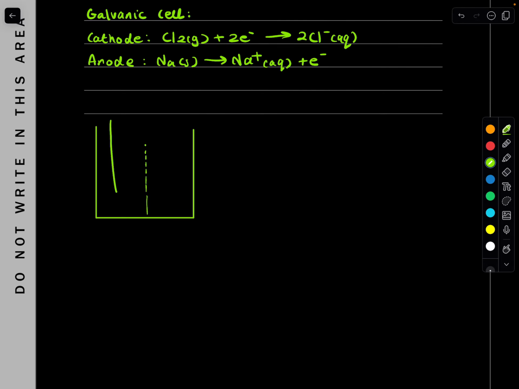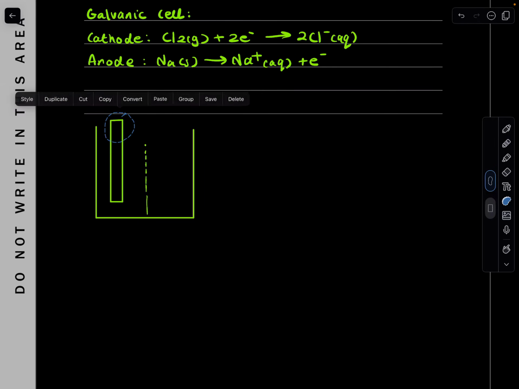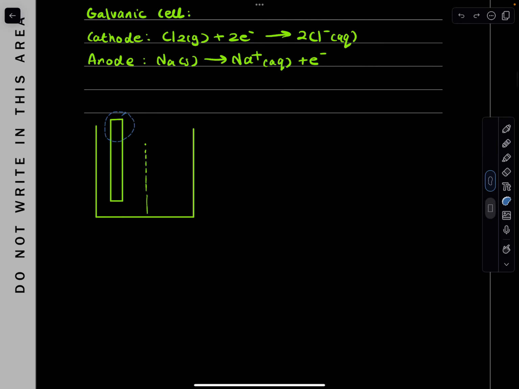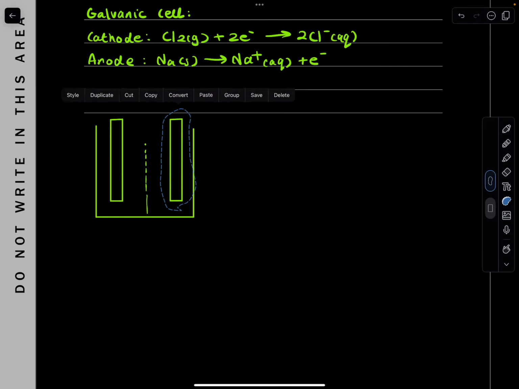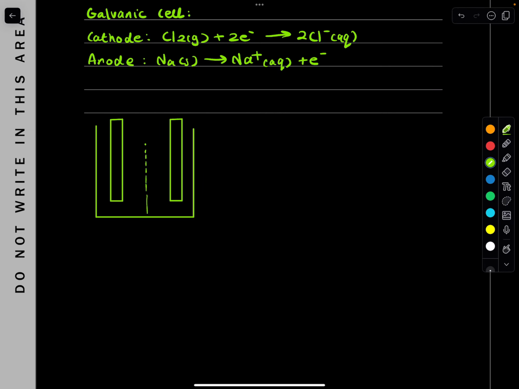So we have two electrodes. Let me copy that and duplicate the whole thing here. There it is. So let's say this side here is your cathode, and this is your anode.